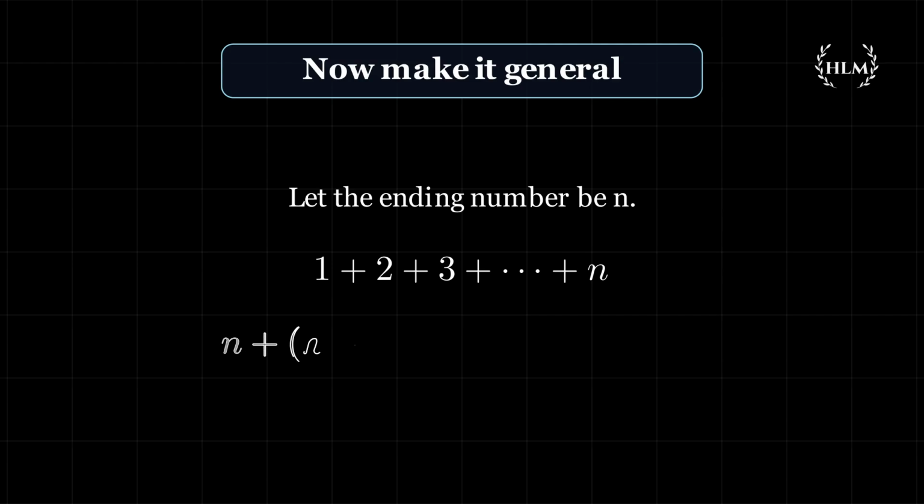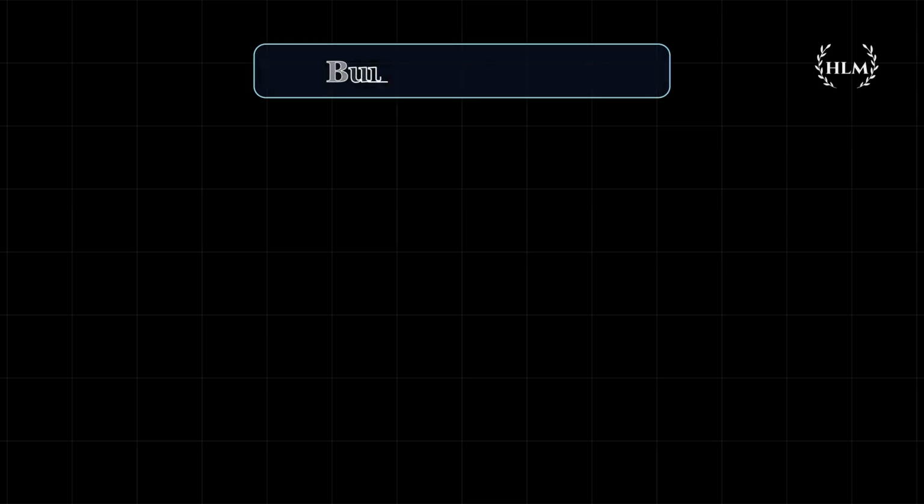And then just like before, in our second row, we're going to count down. So we start from n. So we have in the second row n plus n minus 1 plus n minus 2 plus all the way to 1. Okay. And then we're going to pair up, just like the first example.